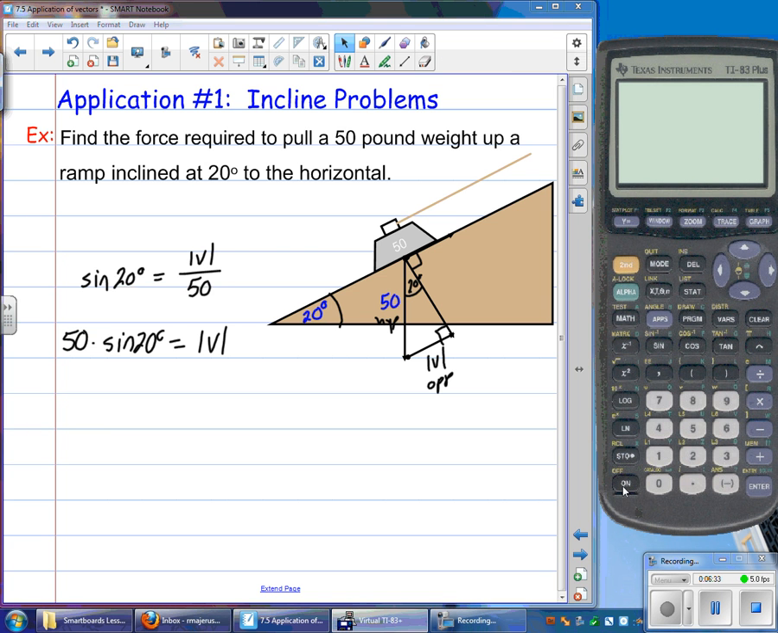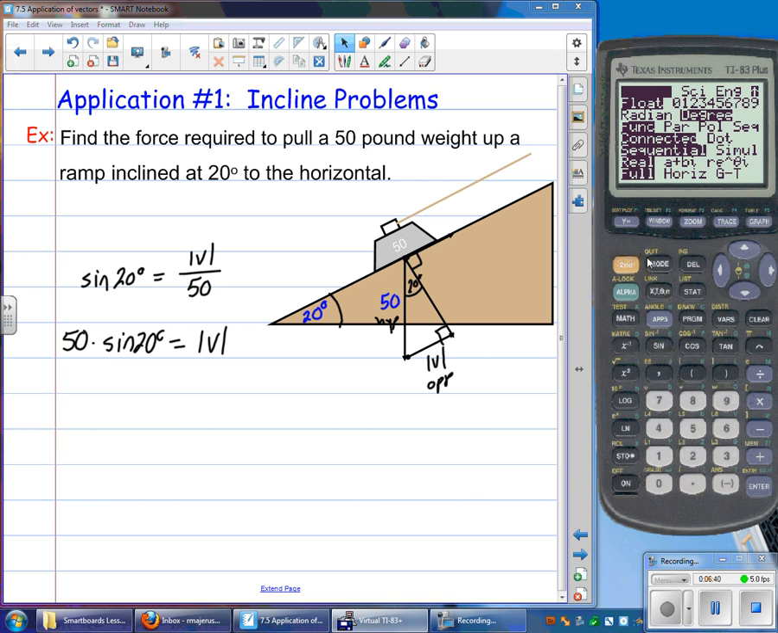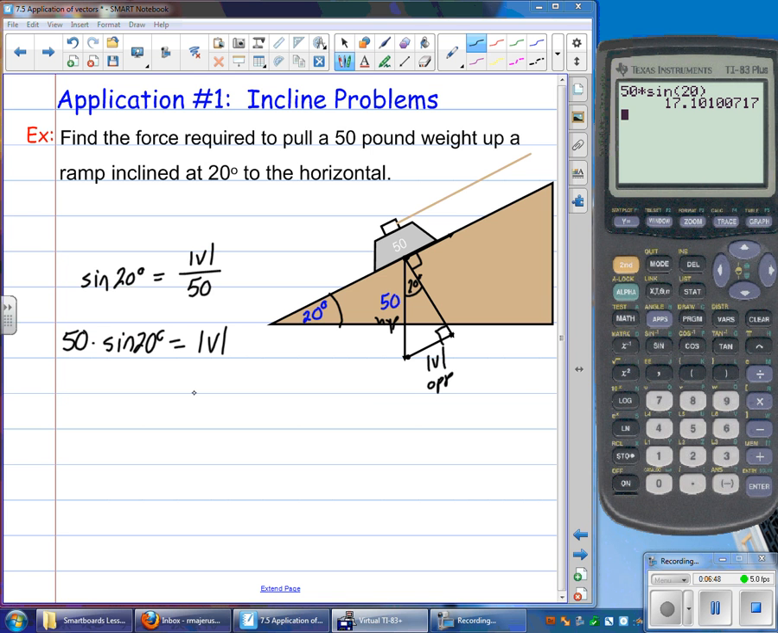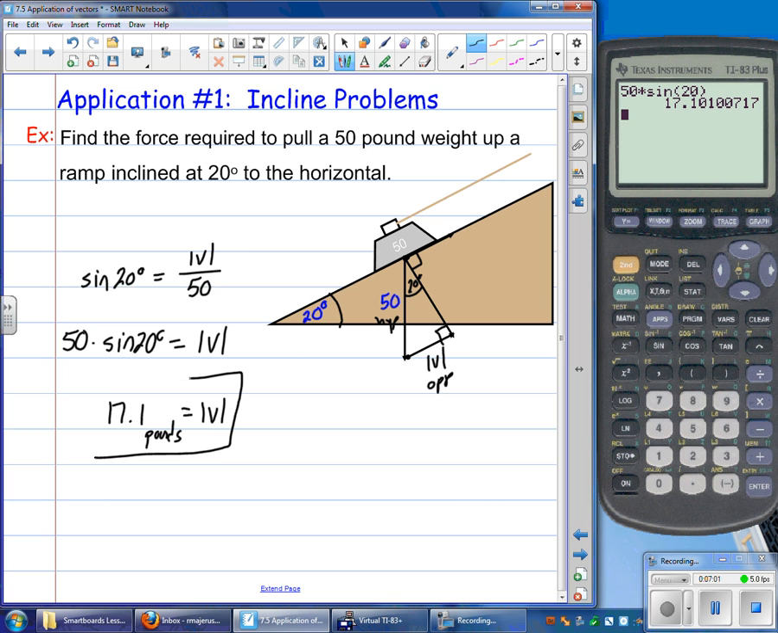So if we turn our calculator on, let's punch this in. 50 times the sine, let me check my mode here real quick, good, I'm in degrees, of 20 degrees, hit enter, and there it is. The magnitude of the force required to keep this weight stationary would be 17.1 pounds, pounds being our unit. Now again, to get this thing to slide up the hill, we would need to apply more force than that just to keep it where it is. We would apply that exact amount of force to hold it.